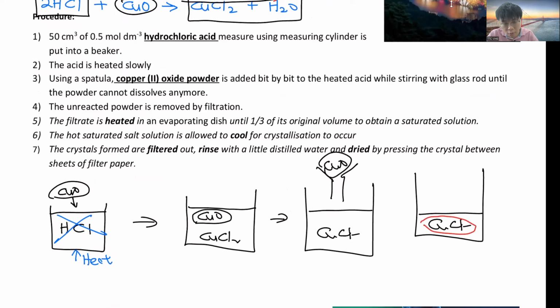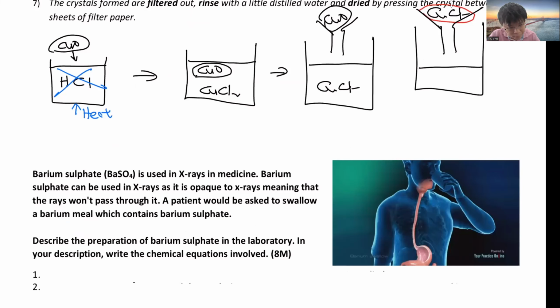After the salt crystals are formed, you filter. When you filter, the crystals will be on top, so the CuCl2 will be on top. Then you rinse it, wash it with water. After that, dry it, then you will get the copper 2 chloride salt.